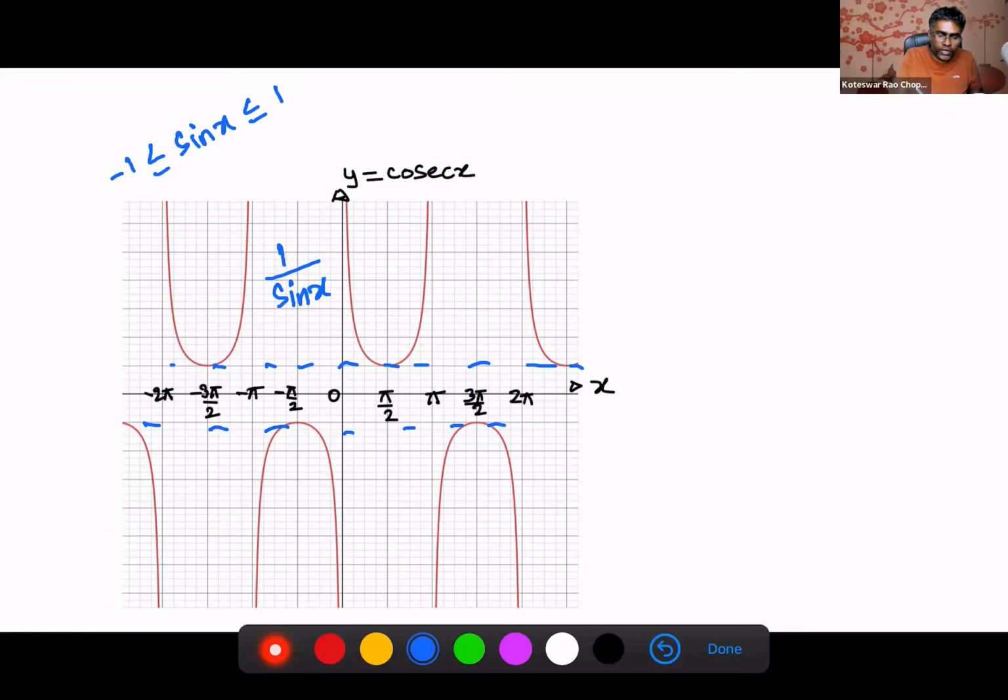Suppose sin x is going from 0 to 1. What will happen? Let's say sin x, can it be 0? Is 0 allowed? Sir, it would be undefined if sin x was 0. Very good. If sin x is 0, it is not defined, so we are not going to take that. That means we have to take a number which is just greater than 0.